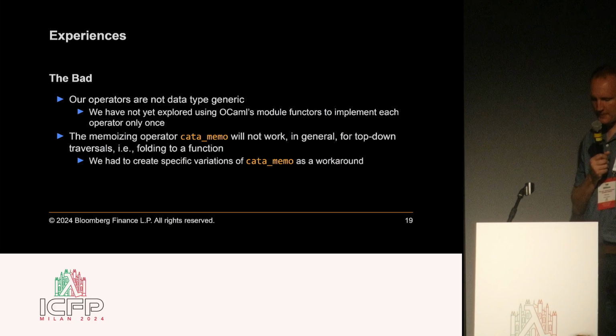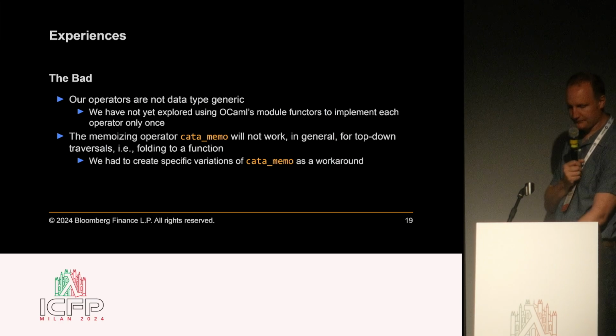Probably a bigger problem is that the memoizing operator, kata memo, does not work in general when you have a higher order carrier type. It only caches the creation of the closure, and when you run the closure itself, that works top down, that won't be cached. So we had to work around that by creating specific concrete variations of kata memo for particular problems. That's annoying. But I suspect that some clever OCaml functor stuff might help with that, but we haven't explored that.